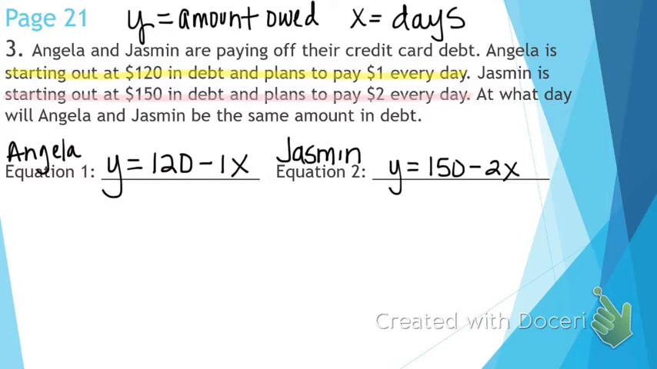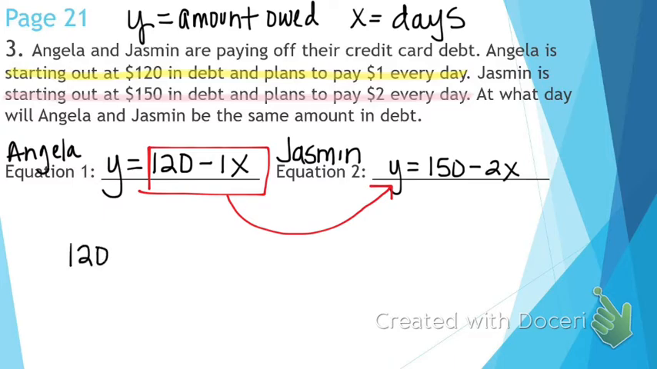So for substitution, I'm going to set them equal to each other. I'm going to take this and substitute it in for y. So my equation becomes 120 minus 1x equals 150 minus 2x. So when I solve this for x, we're going to add the 2x to both sides.